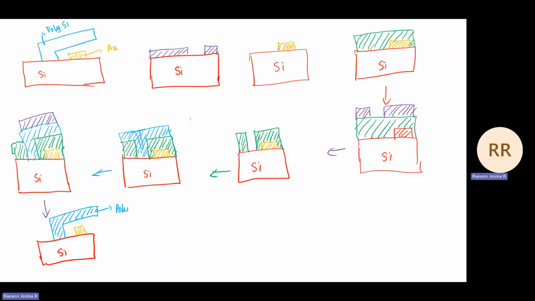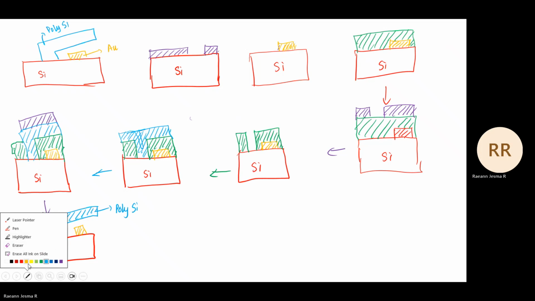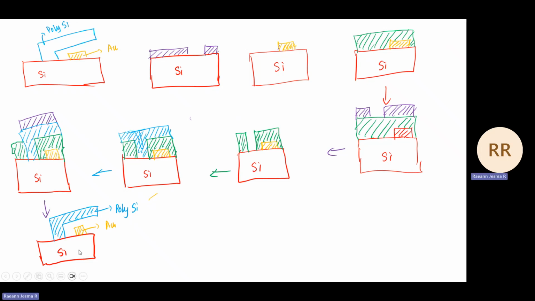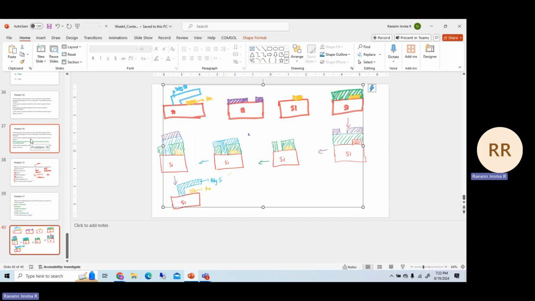This is polysilicon, and this is gold. Is this clear? These are various steps in the surface micro machining process, and I think some of them you would be seeing in the cantilever. Yes, if it is a polysilicon cantilever, you will see the same steps.